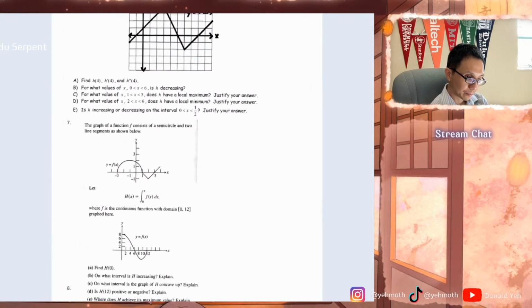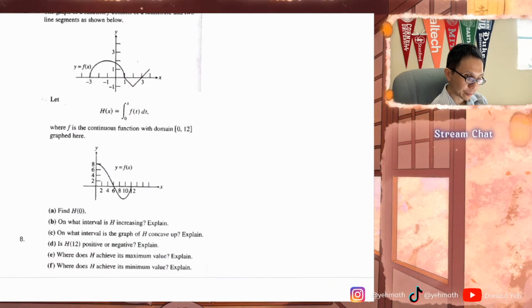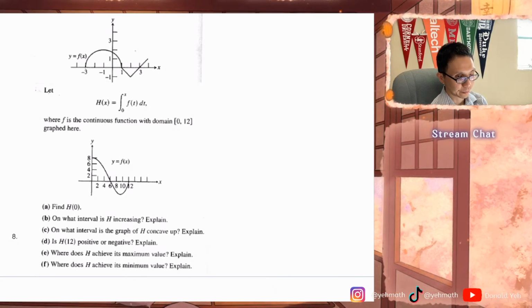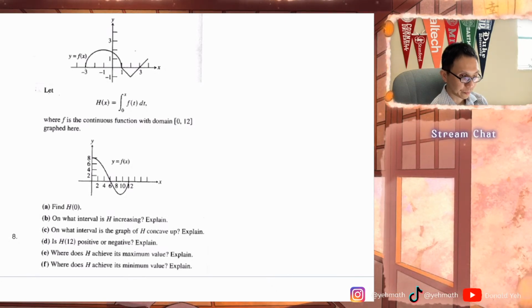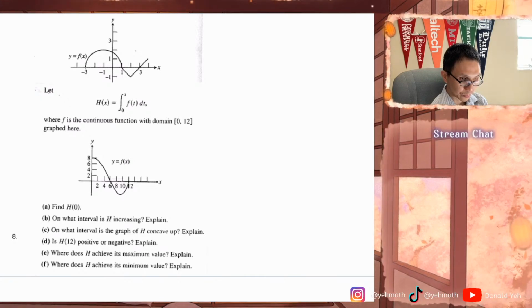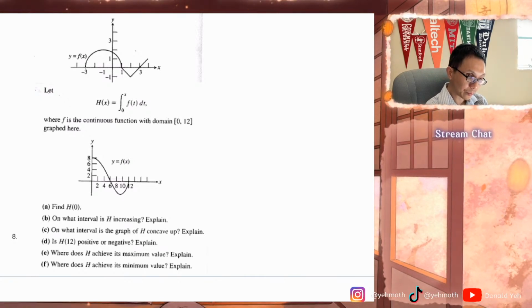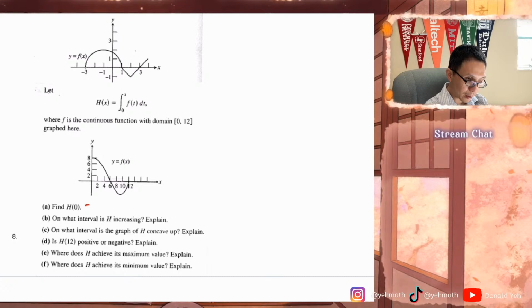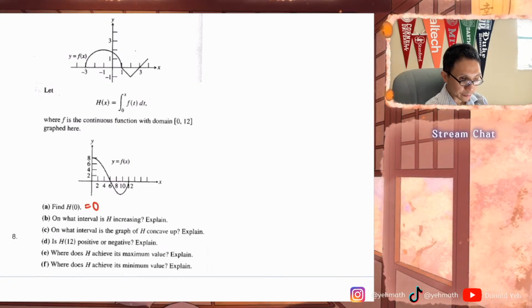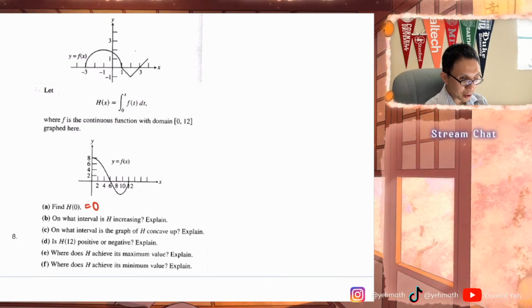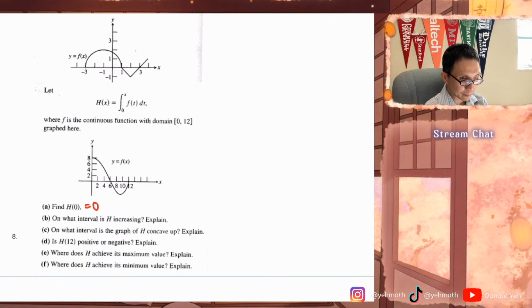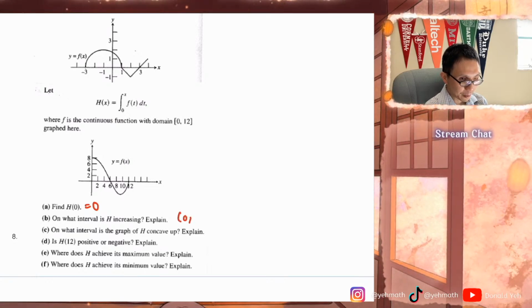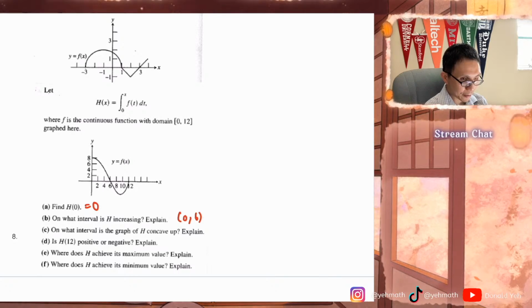I think it's the 12. E is... Because it's going from positive, it's toward the x-axis, so that means negative, for example. Oh, yeah, it would be 12. Wait, why did I say... I said can't determine. Yeah, actually, no, I said 12. At what interval is h increasing? 0 to 6. Perfect, because above x-axis.